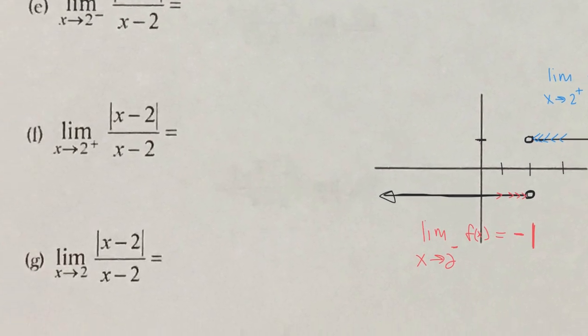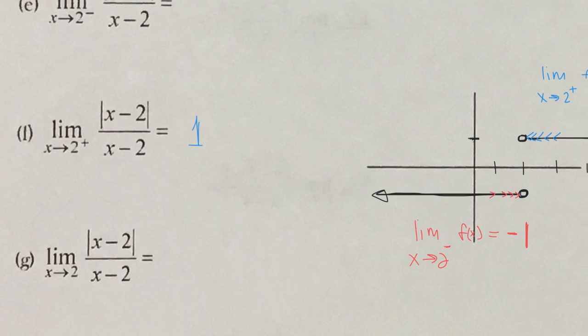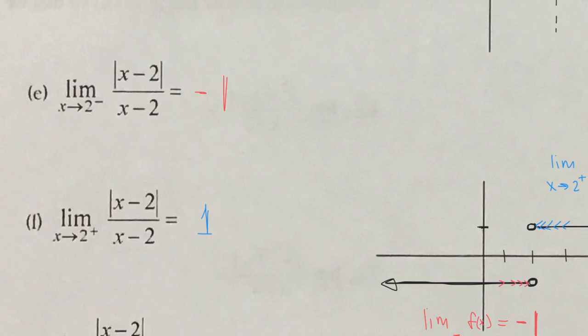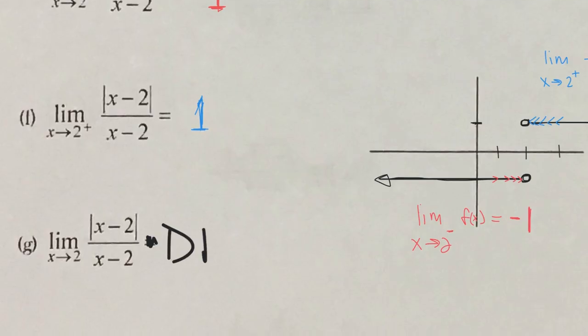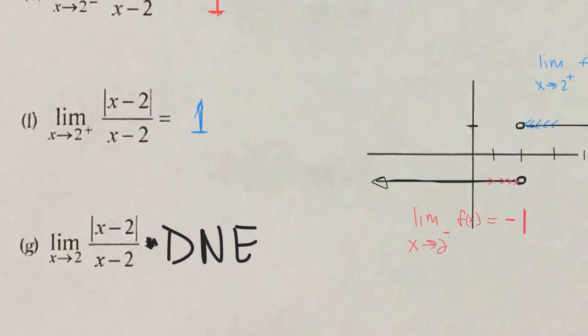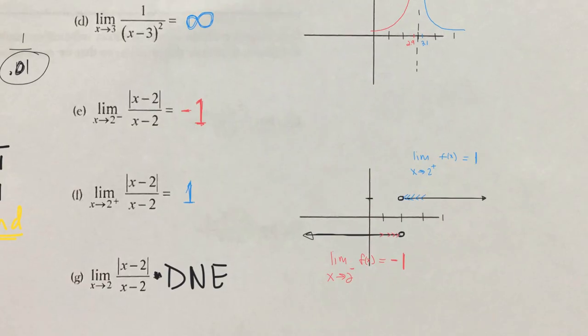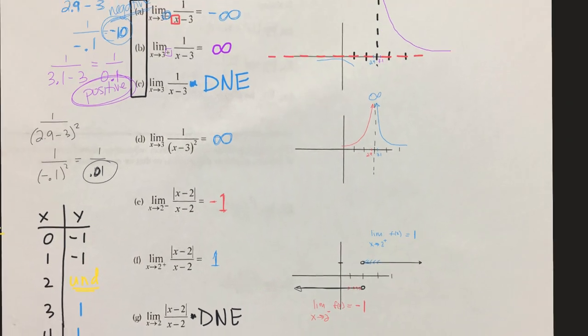So if we evaluate this from the right, we go to positive 1. From the left, we go to negative 1, right? So the left was on top here. Left, we have a limit of negative 1. Right, we have a limit of positive 1. So what's happening exactly at 2? Does not exist. The limit at 2 does not exist because the left side and the right side don't go towards that same value.